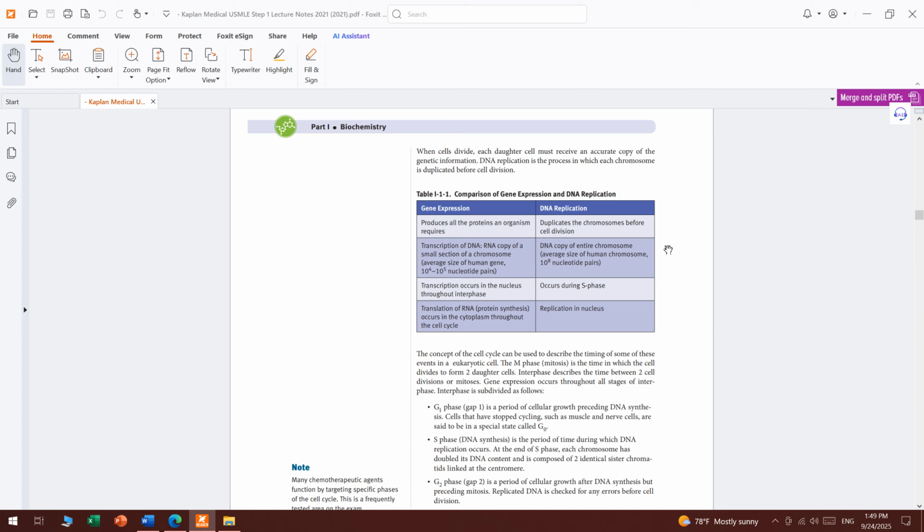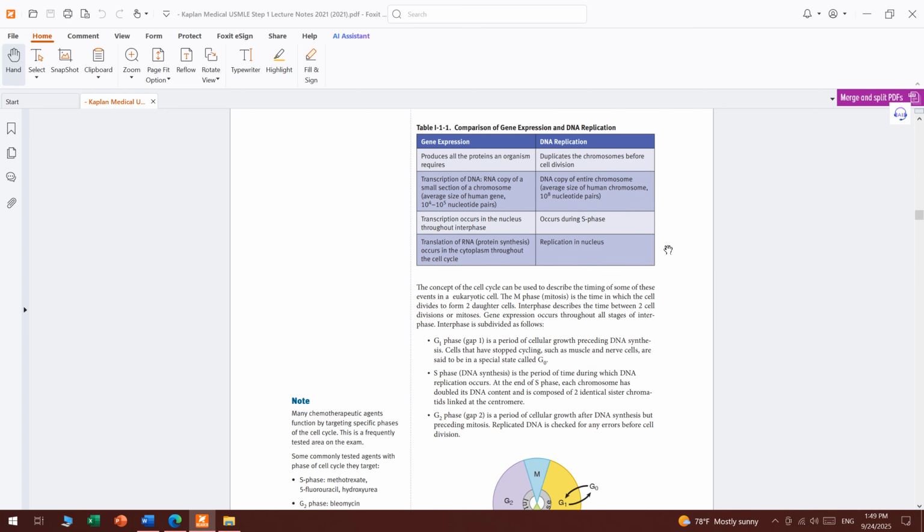DNA replication duplicates entire chromosomes in the nucleus during the S phase, preparing the cell for division. The eukaryotic cell cycle. The cell cycle provides a temporal framework for understanding when these critical events occur within a eukaryotic cell. It describes the ordered series of events that take place in a cell leading to its division and duplication.